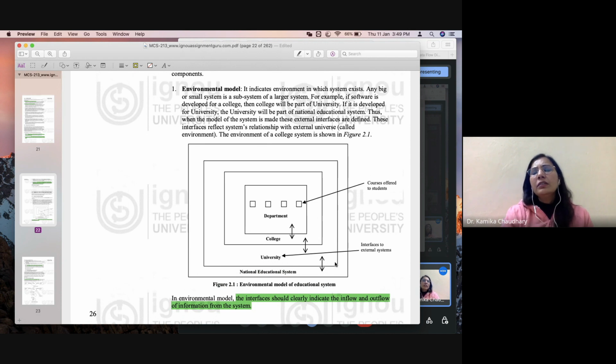Environment means the interaction that the system is going to have while working; that is considered the environment, or we can give it another term, the interfaces. Whether the college software should have an interface only with the departments of the college, or it should have an interface with the university also, or the university should have an interface with the national education system also. That comes under the environmental model.